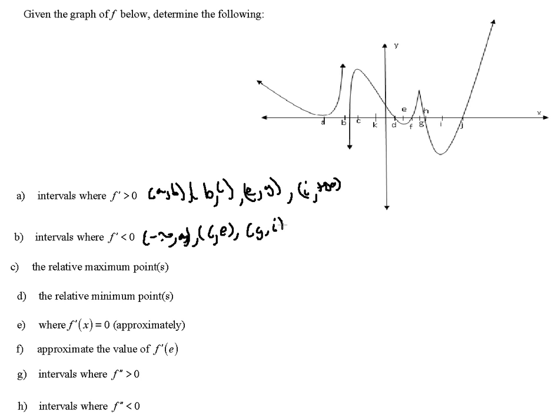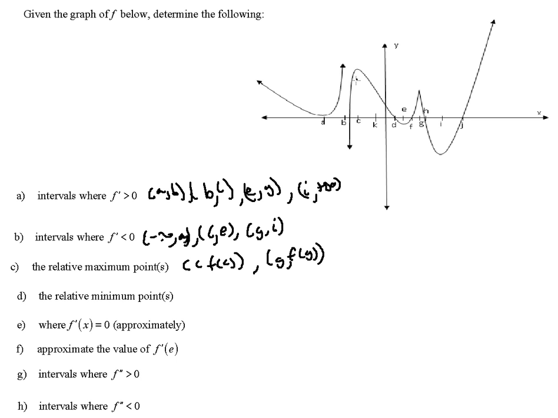The relative maximum points are where it's defined and it goes from increasing to decreasing. So that looks like I have one at C, f of C, and one at G, f of G. As for points, I'm giving coordinates. I don't really know what the numbers are. It's just C, and if it's the graph of f, it's f of C. Right? See, right here and right here.